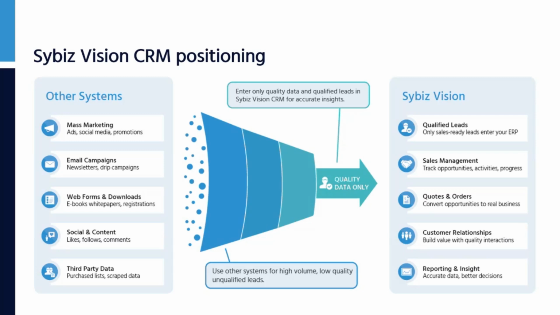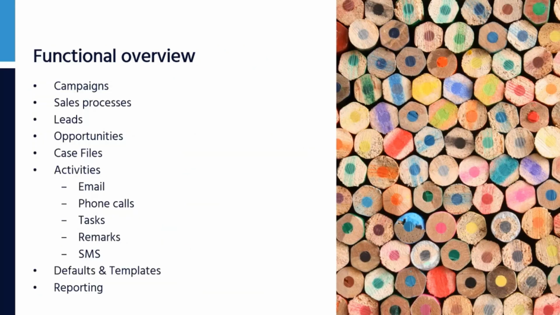And yeah, so hopefully that gives you a bit of an indication that we're not trying to be all things to all people all of the time with our CRM in Sybiz Vision. It's taking, I guess, higher quality interactions and handling those, leaving the lower quality, higher volume stuff for outside of Sybiz Vision CRM. So from a functional overview point of view, there is, I guess, the sales and relationship functionality.